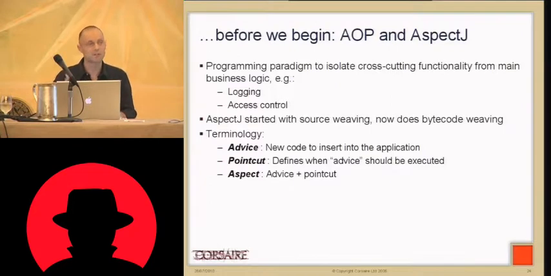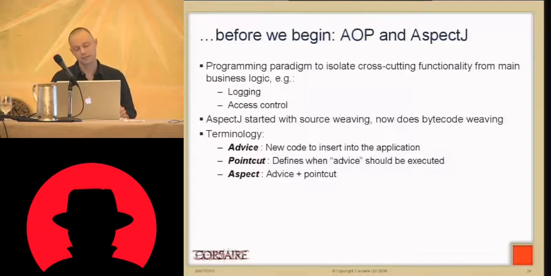So very similar in principle to what TPTP did, except this is now a developer tool more than a profiling tool. When AspectJ started out, it only allowed you to do source code weaving, which was a bit pointless for our purposes, but now it allows you to do bytecode weaving. So we don't need the source code. We can directly inject into bytecode using AspectJ. Some terminology here.